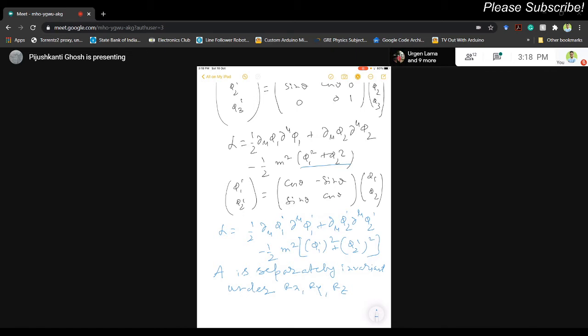A Lorentz invariant theory will always be invariant under space-time symmetry: rotation, boost, space-time translation. But this internal symmetry may or may not be present. Say for example, if I add here some beta times phi 1 phi 2, then it is no more invariant under this internal symmetry transformation. It is only invariant under Lorentz transformation, rotation.